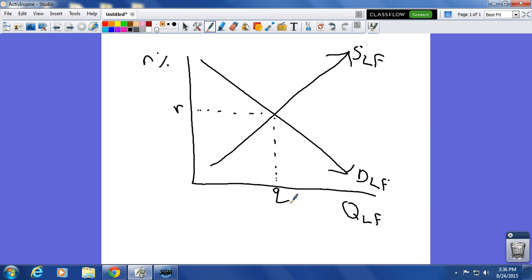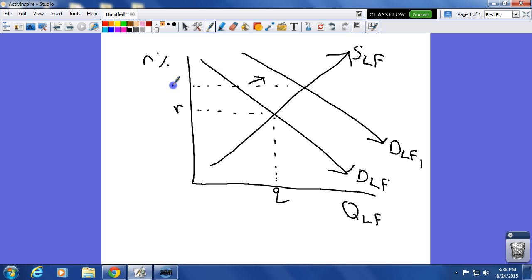Now, if there is an increase in investment demand, that means people are borrowing in order to invest. So that is going to increase the demand for loanable funds, thus shifting it to the right. So we go ahead and draw our arrow here and our new demand for loanable funds, which we will call DLF1.